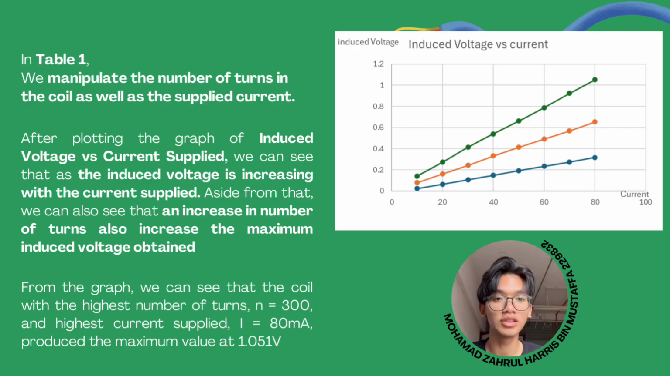From table 1, which we manipulate the number of turns in the coil as well as the supplied current, we plotted a graph of induced voltage versus current supplied. We can see that the induced voltage is increasing with the current supplied. And aside from that, we can also see as the number of turns in the coil increases, the maximum induced voltage obtained also increases. And from the graph, we can see that the coil with the highest number of turns, which is N equals 300, and the highest current supplied, I equals 80 milliampere, produce the maximum value of induced voltage at 1.051 volt.